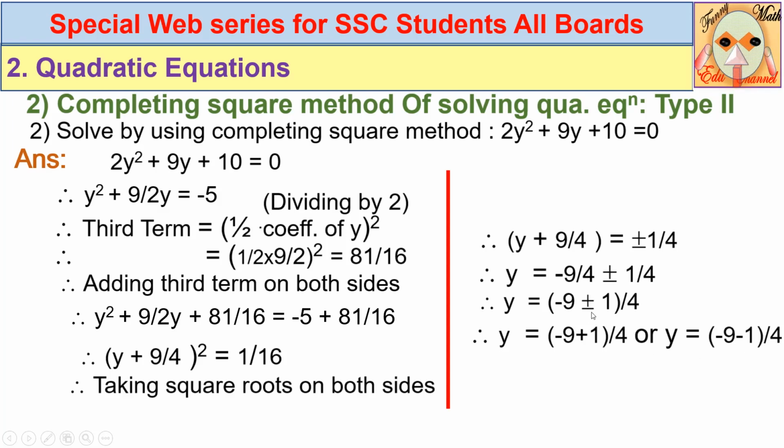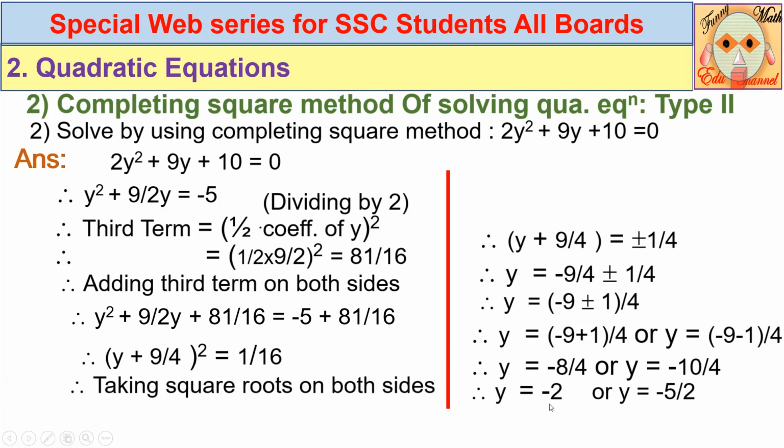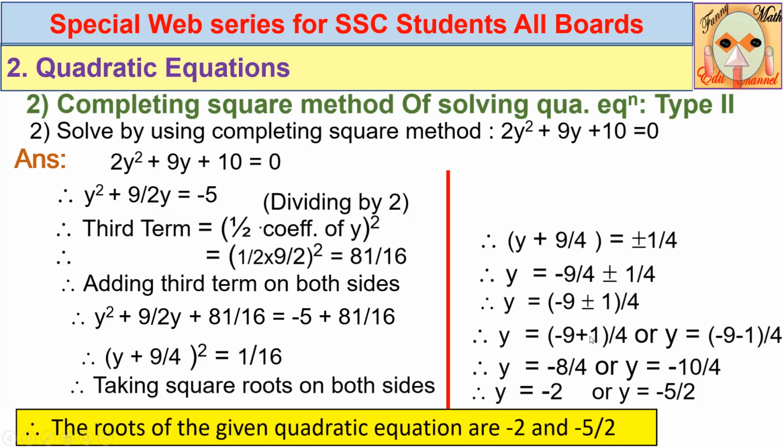Only split this as two terms, first taking plus sign, secondly taking minus sign. Now do the addition of numerator, that is minus 9 plus 1 is minus 8 divided by 4, here minus 10 divided by 4, and go on simplifying. So we have here y equal to minus 8 upon 4 or y equal to minus 10 upon 4. 4 2s are 8, so minus 2 here with negative sign, and 2 2s are 4 and 2 5s are 10, minus 5 upon 2. In this way we have obtained the values as two roots, that is minus 2 and minus 5 upon 2.